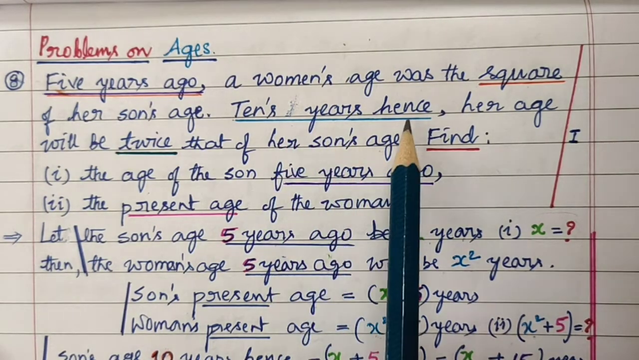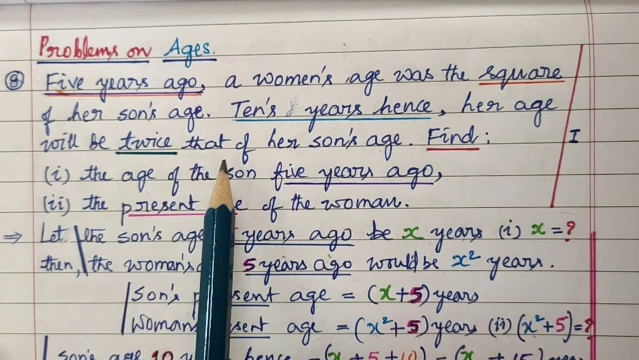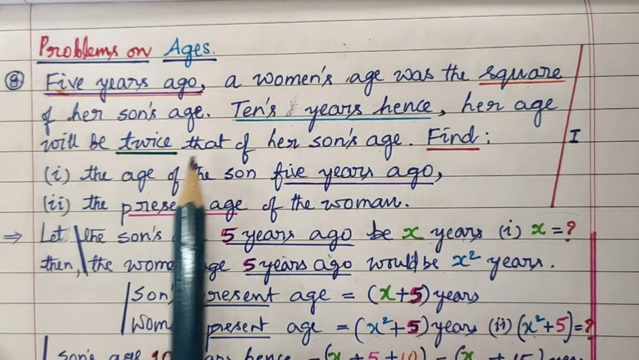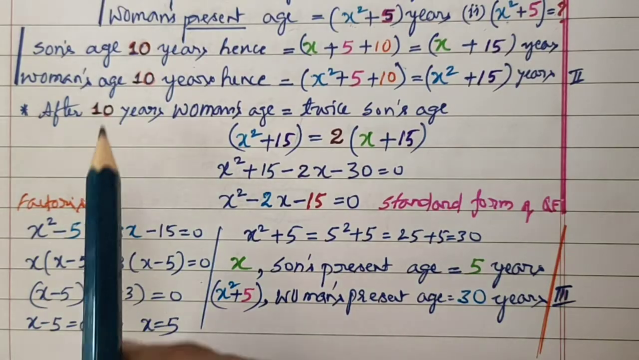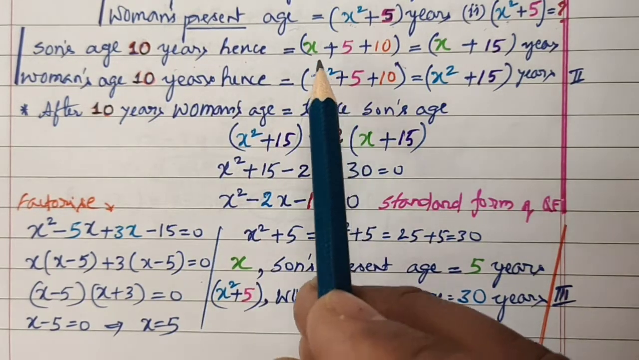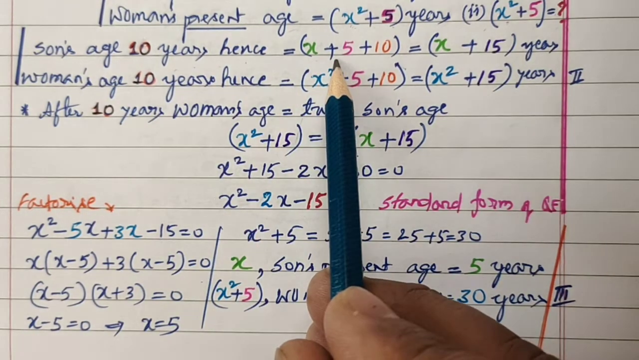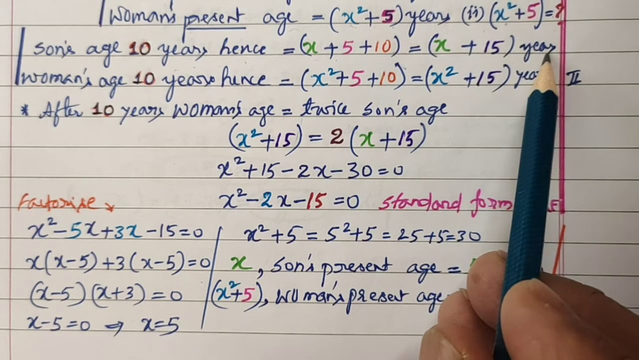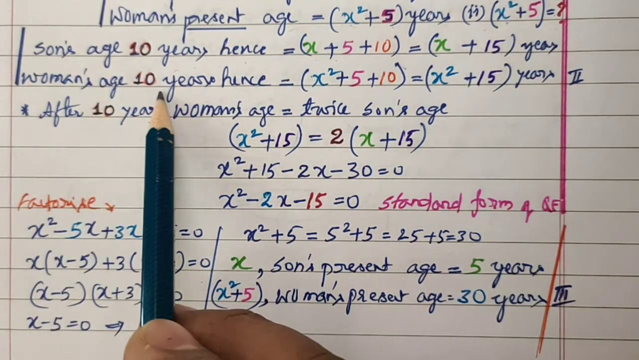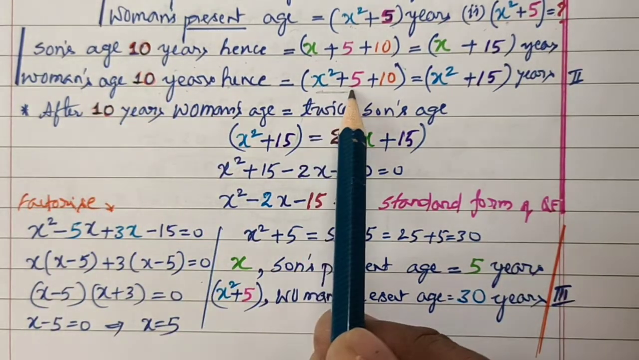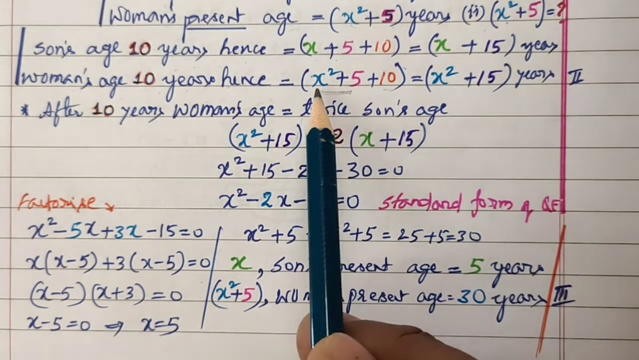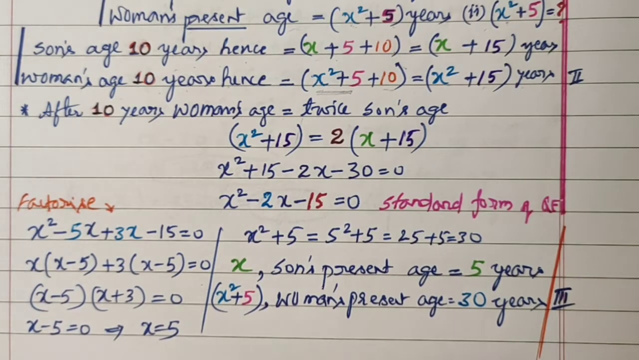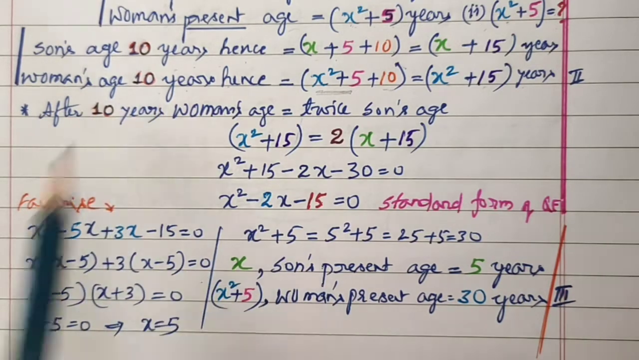10 years hence, her age will be twice that of her son's age. After 10 years, her age is going to be twice her son's age. The son's age 10 years hence: the present age is x plus 5, plus 10, that's going to be x plus 15. That is the son's age. The woman's age 10 years hence: the present age of the woman is x square plus 5, add 10 to that, it's going to be x square plus 15, the woman's age after 10 years.